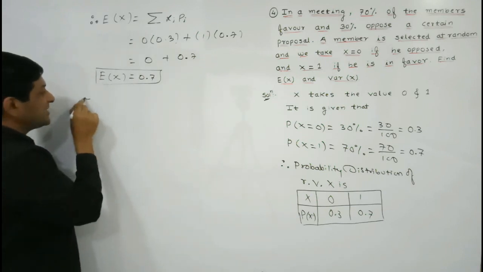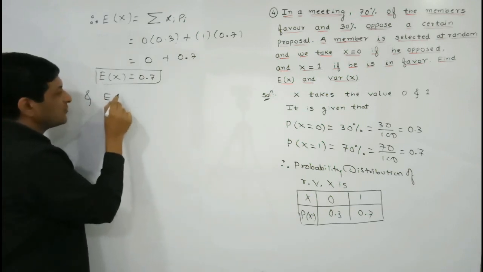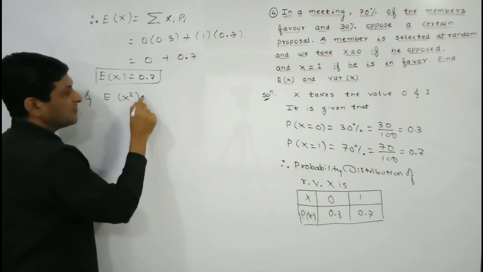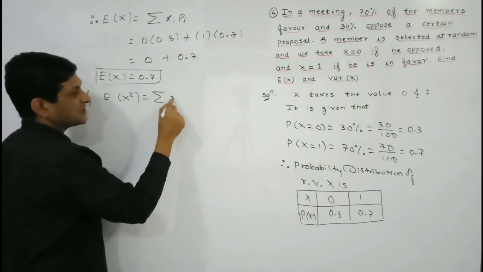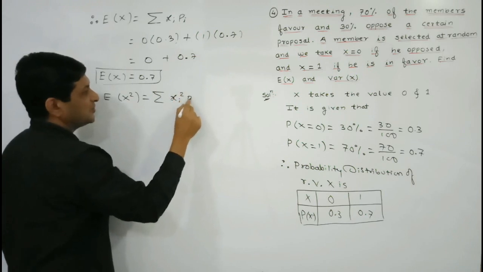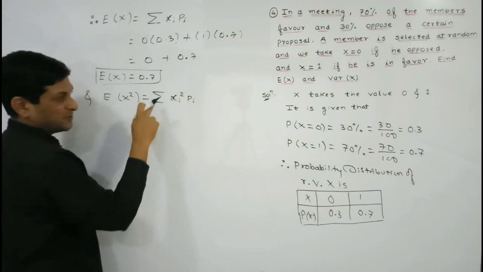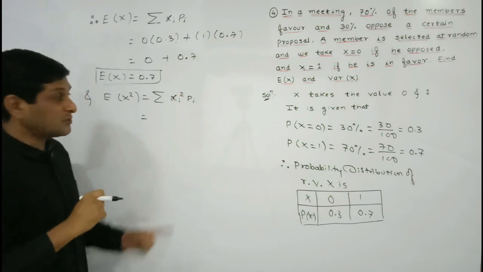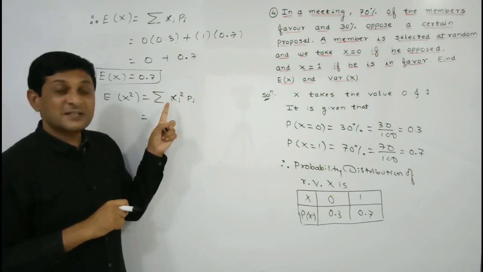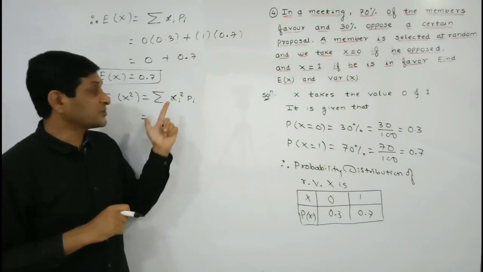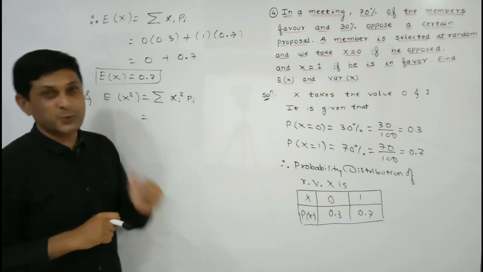But to find out variance of x, we will require the value of what? E of x square. E of x square is equal to what? Summation xi square into pi. So here we have to take sum of product of, किसका product? Square of random variable and its probability.